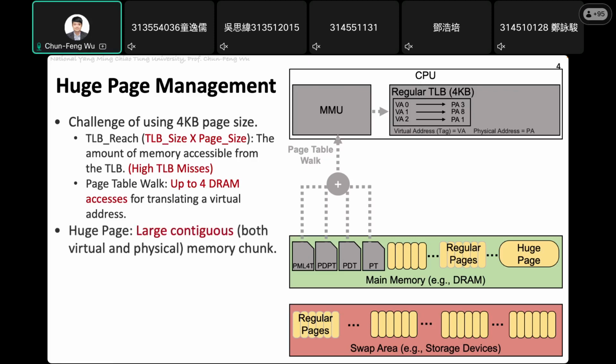Okay, so this is a good thing for the huge page. But there is a very strong constraint for huge page. For huge page, both virtual and physical addresses should be contiguous. What I mean by contiguous is not only the virtual address, but on your DRAM, you should have a contiguous 2 megabyte area dedicated for this page. Then it can be a huge page. If it is not contiguous, then you cannot have this huge page.